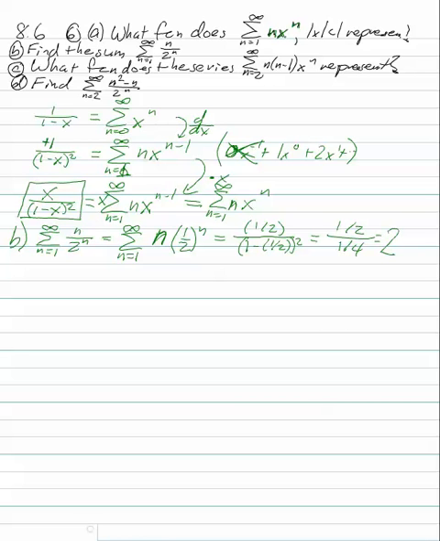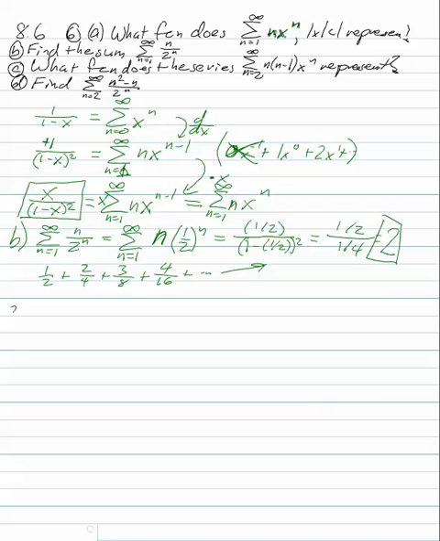So we now know that if you add up 1 over 2 plus 2 over 4 plus 3 over 8 plus 4 over 16 and so on, you're going to get exactly 2. So that's the answer to part B. You can probably guess how we're going to do C and D now. We'll go ahead and do it anyway.